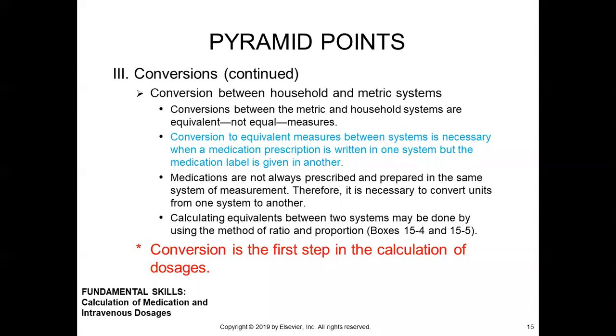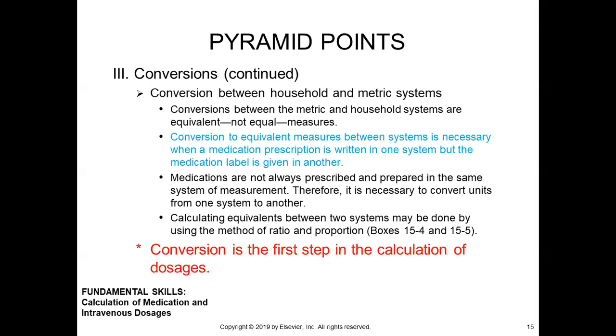Medications are not always prescribed or prepared in the same system of measurement. Therefore, it is necessary to convert the unit from one system to another. Calculating equivalents between two systems may be done using the method of ratio or proportion. So what we learn up to now, conversion is the first step in the calculation of doses.